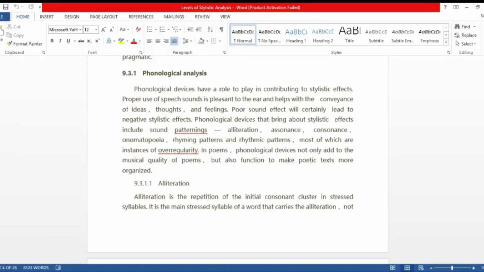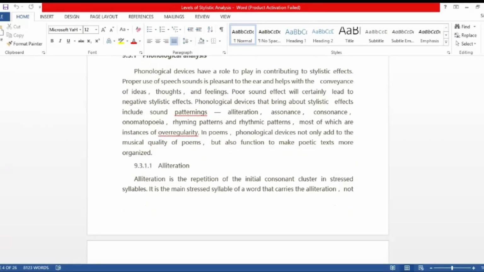Whenever in this chapter the term over regularity is used, you are going to take it in the sense of repetition and uniformity. Certain words are repeated, certain meter is repeated, certain foot is repeated, certain consonant sound or vowel sound is repeated, and these are going to make up these literary devices.